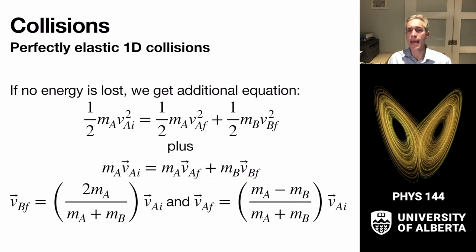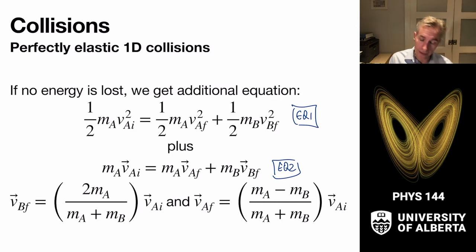And we can use this and a glorious pile of algebra, truly wonderful, covered in your book. But the outcome of this is that the final velocity of B is just 2ma over ma plus mb times the initial velocity, and the final velocity of A is ma minus mb over ma plus mb times the initial velocity. So this says that the velocities are just going to be determined by the mass ratio of the system. We'll explore this a little bit better in class, but the main thing we needed here was one equation and a second equation.